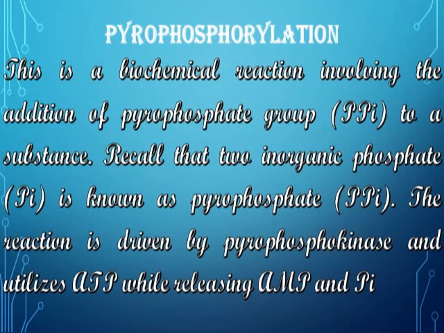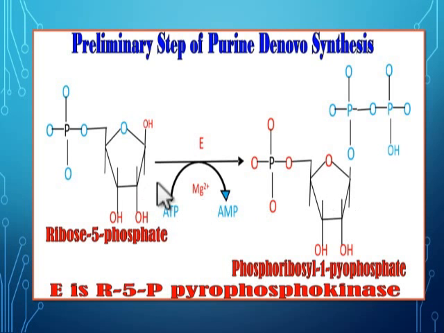Recall that two inorganic phosphates (Pi) are known as pyrophosphate. The reaction is driven by pyrophosphokinases and utilizes ATP while releasing AMP and Pi. So you can see this reaction now. You have oxygen here, you have a phosphate group, and there are two phosphate groups here. These two phosphate groups linked together are what we call pyrophosphate. So the type of reaction that involves the addition of this pyrophosphate to a substance is called pyrophosphorylation reaction.